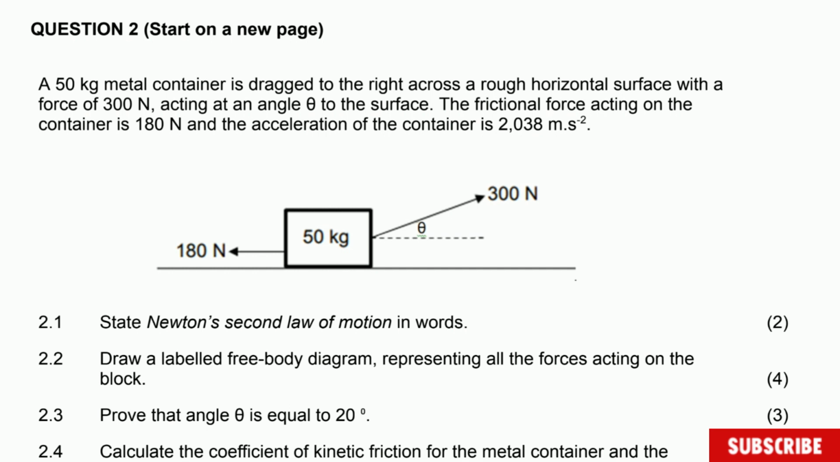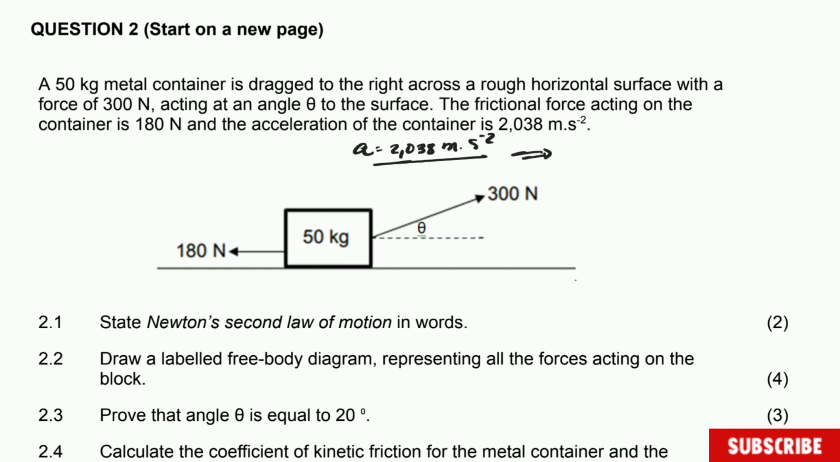Alright, so this is Newton's law. The question says a 50 kilogram metal container is dragged to the right across a rough horizontal surface with a force of 300 Newton, acting at an angle to the surface. The frictional force acting on the container is 180 Newton and the acceleration of the container is 2,038 meters per second squared. Let's write it here on the picture so we know the acceleration is equal to 2,038 meters per second squared. That is the acceleration of the object, and we know that it is moving in that direction to the right.